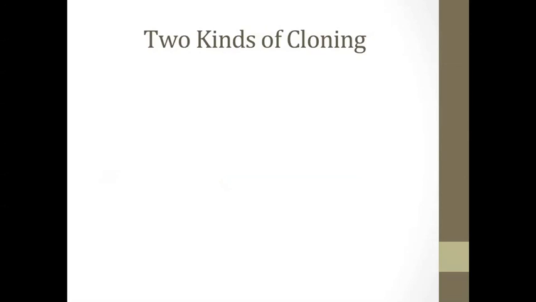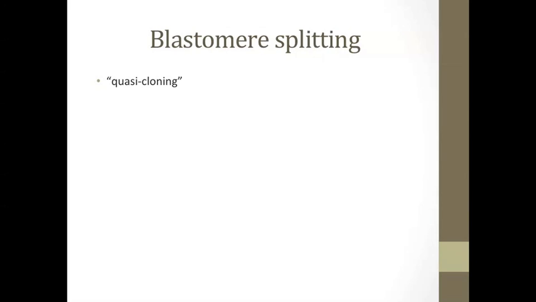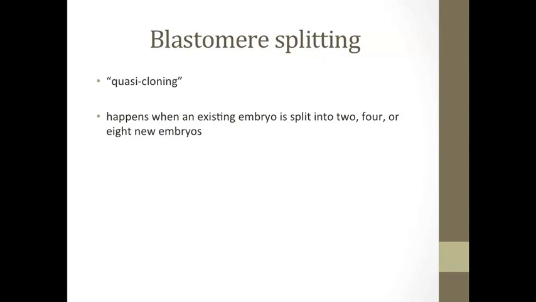She begins by noting that there are two kinds of cloning: blastomere splitting and somatic cell nuclear transfer, which can be abbreviated as SCNT. The first, perhaps best considered as quasi-cloning, since it doesn't result in a new organism from an adult, happens when an existing embryo is split into 2, 4, or 8 new embryos.